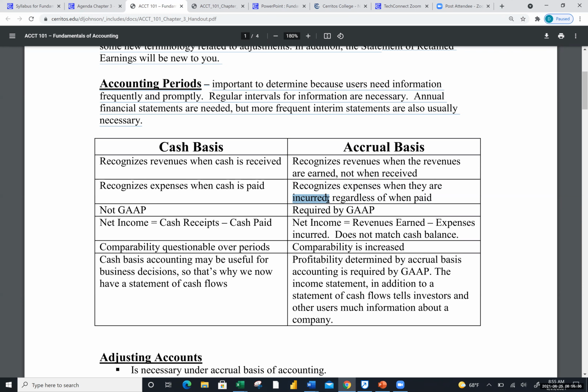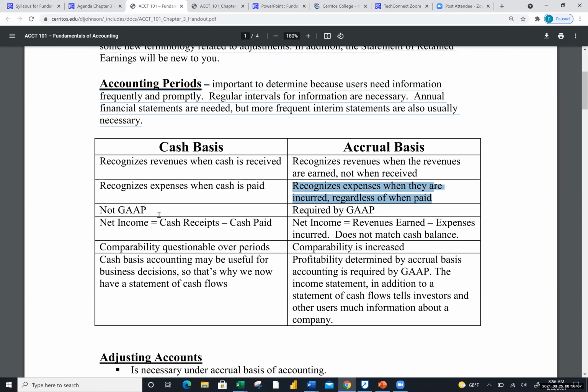Back to that prepaid insurance example. If I was paying today for 24 months of car insurance, a cash basis person would record the whole thing as insurance expense right now because that's when it's paid. But we know that under the accrual basis of accounting, we got to figure out how many months have passed in the accounting period and then prorate that and record the expense as it's incurred as the time passes. We're going to practice this.